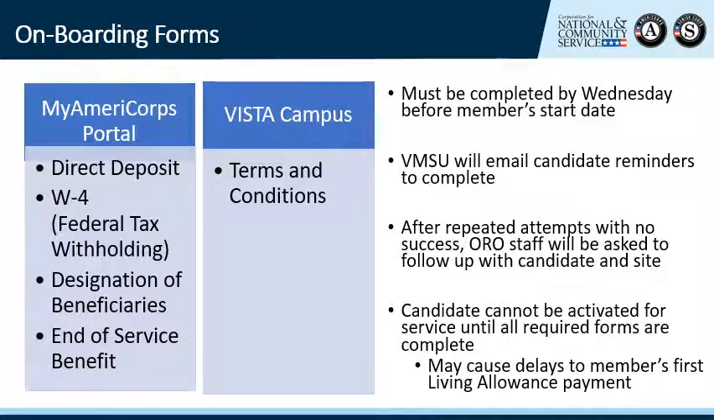Here is a list of the required onboarding forms and trainings that individuals must complete prior to their start of service. The VMSU will email candidate reminders to complete these documents and trainings prior to their start. After repeated attempts with no success, we will ask you in the field to follow up with the candidate and the site. If these are not completed, the VMSU cannot activate a member for service. This may cause delays in the member's first living allowance payment.